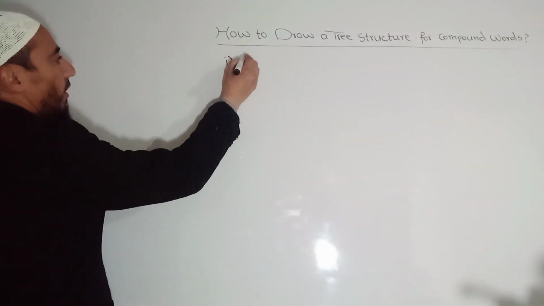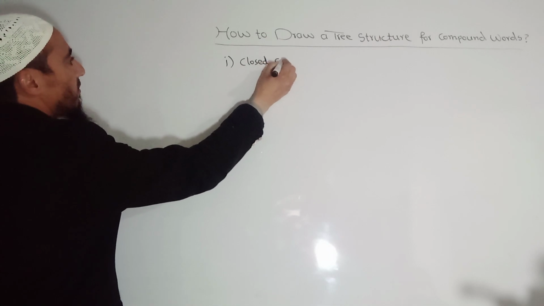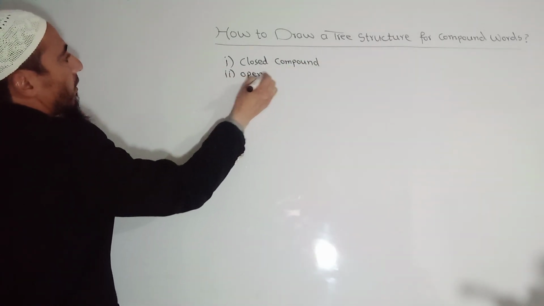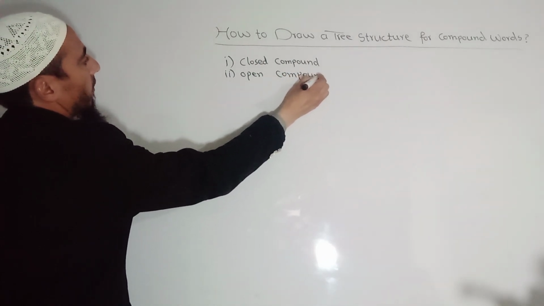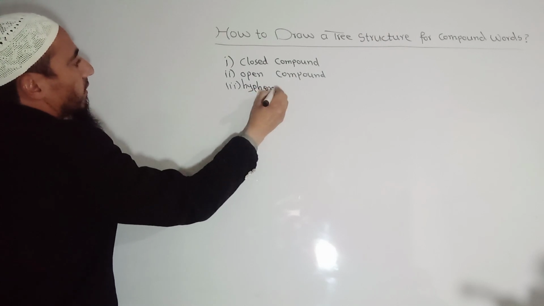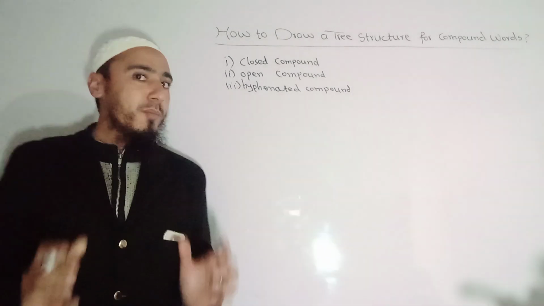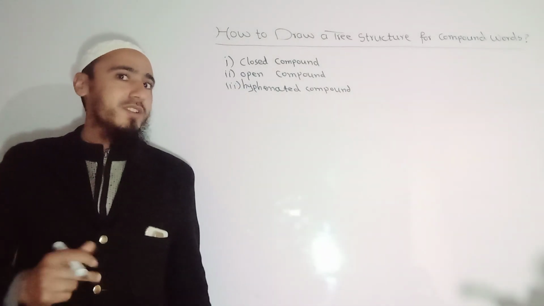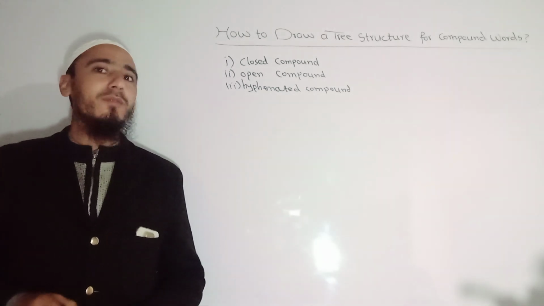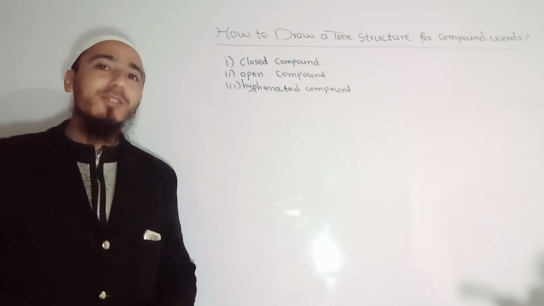Listeners and audience, you know, we have 3 types of compound words. The first one is called closed compound. Secondly, open compound. And thirdly, hyphenated compound. A compound is the combination of 2 words which form a single word. So the combination of 2 words in order to make a single word is called a compound word. And there are 3 types of compound words. The first one is called closed compound.